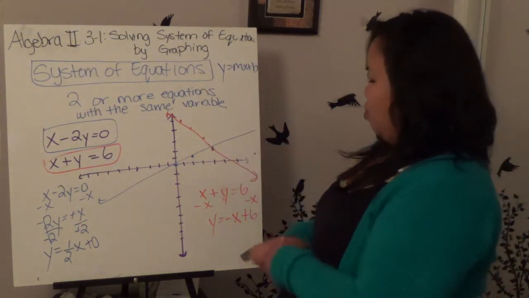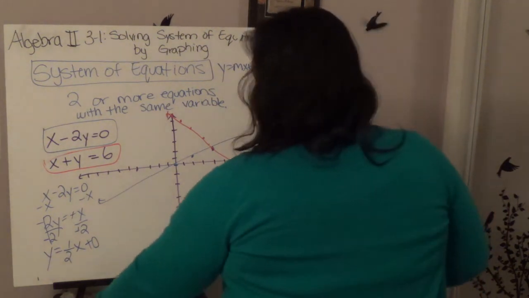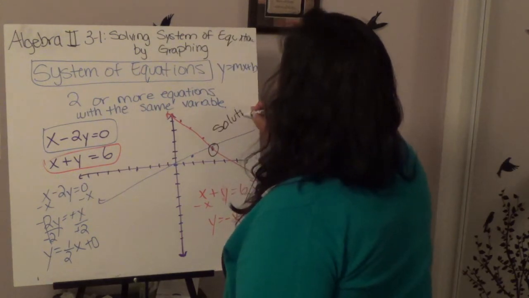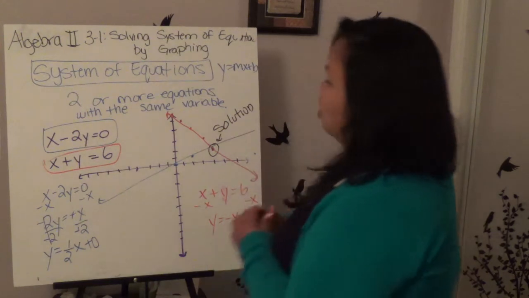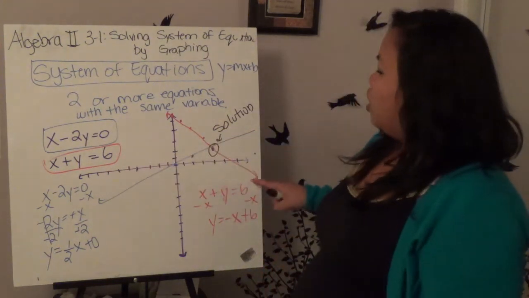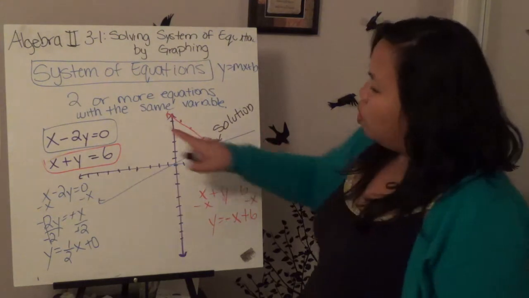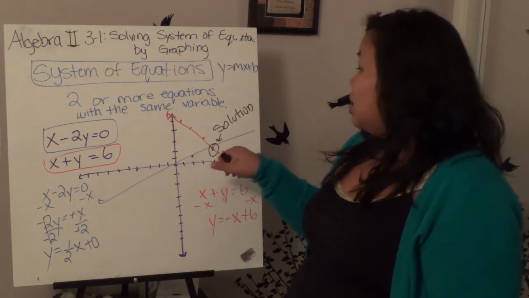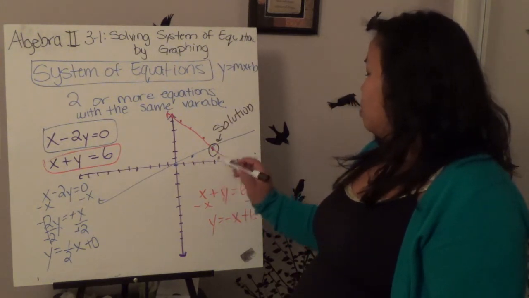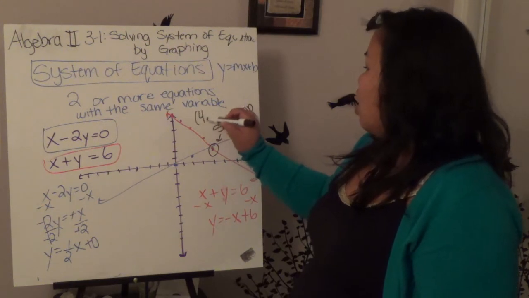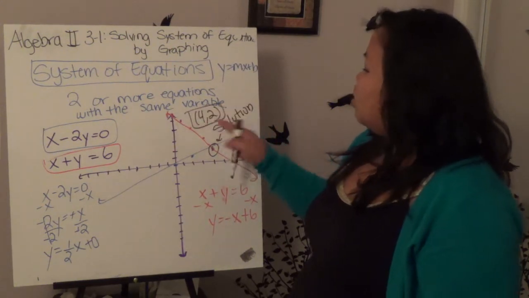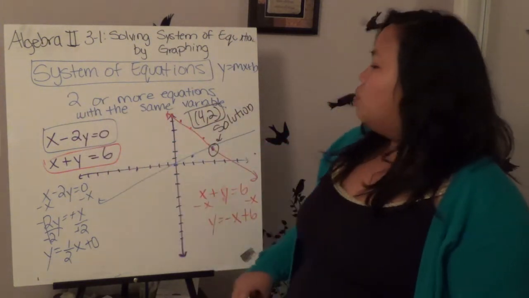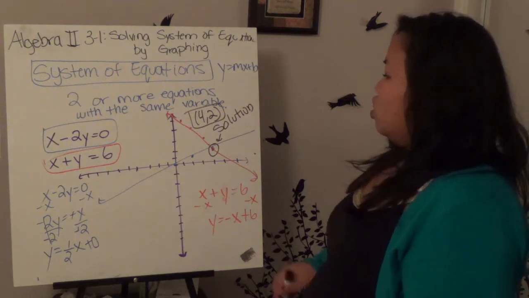So this one right here is a very important point. This is my solution. This is my answer. In both of these equations, all these points work for just this line, and all these points work for just this line. But the point where they intersect means they share this point. That means this x and y, which is 4, comma 2, where they intersect right here, is where both of these share. So if I plug it into both, it makes both of these equations true. So that's what we're looking for.